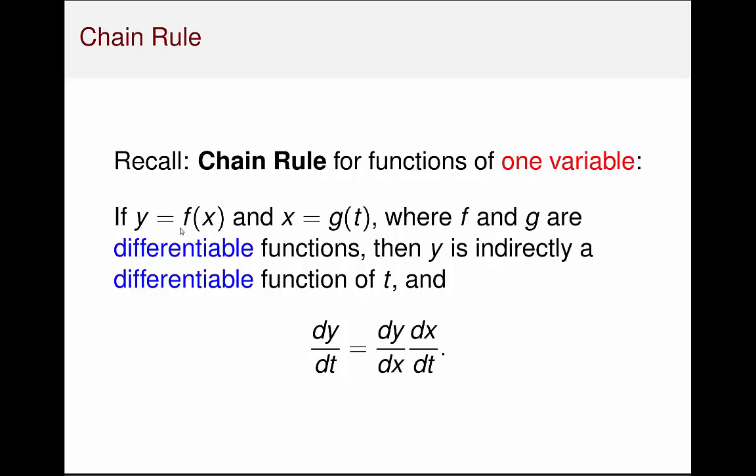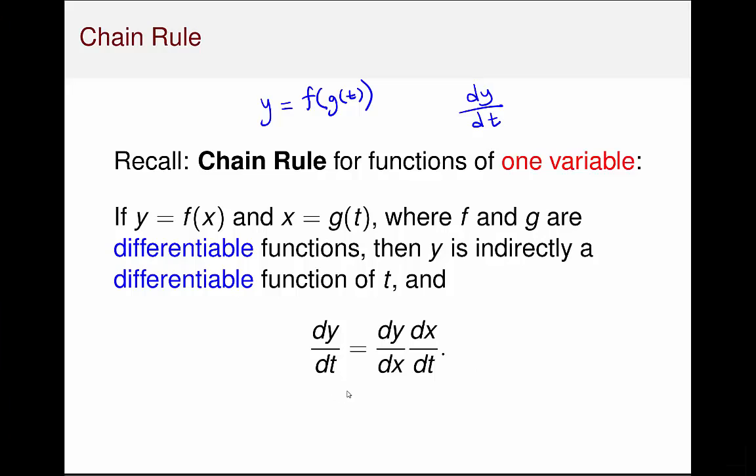Suppose we have y equals f of x and x equals another single variable function, say g of t, where both f and g are differentiable functions. Then y is indirectly a differentiable function of t. Well, this is because we can write y equals f of g of t. So by means of composition, y is implicitly a function of t. Therefore, it makes sense to talk about the derivative of y with respect to t.